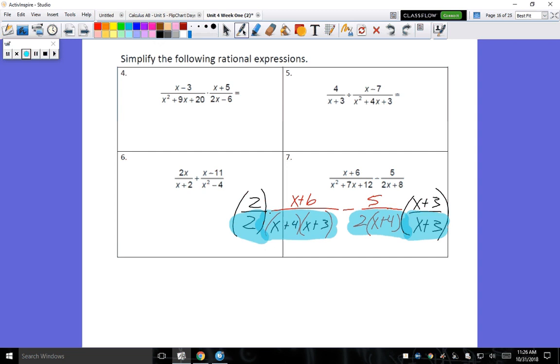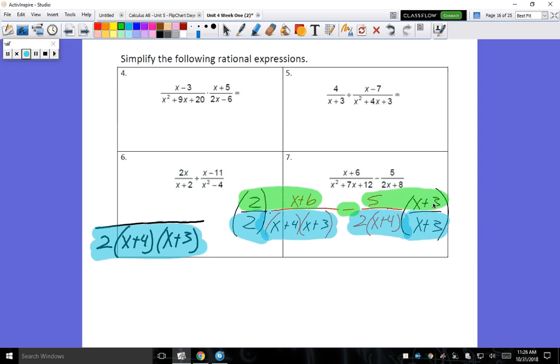Alright, here we go. I'm going to combine all of this into one huge fraction that has 2x plus 4 and x plus 3 only written how many times? Once. Now we just have to simplify all this, subtracting, simplify all that.